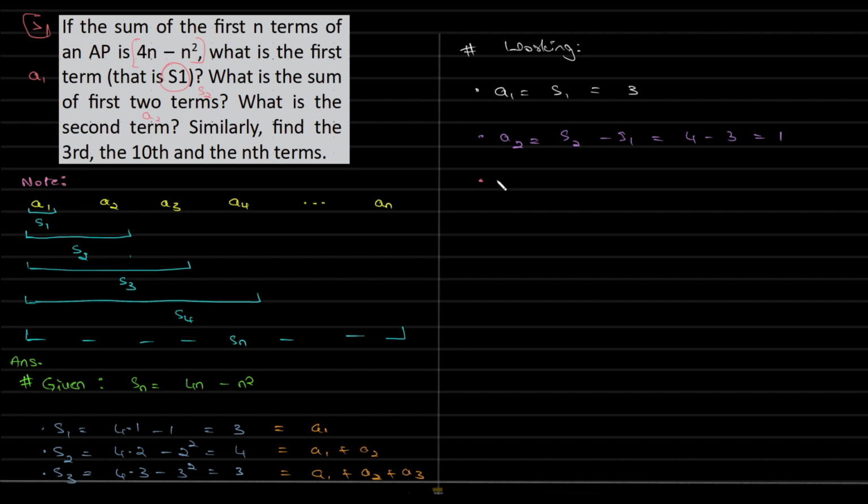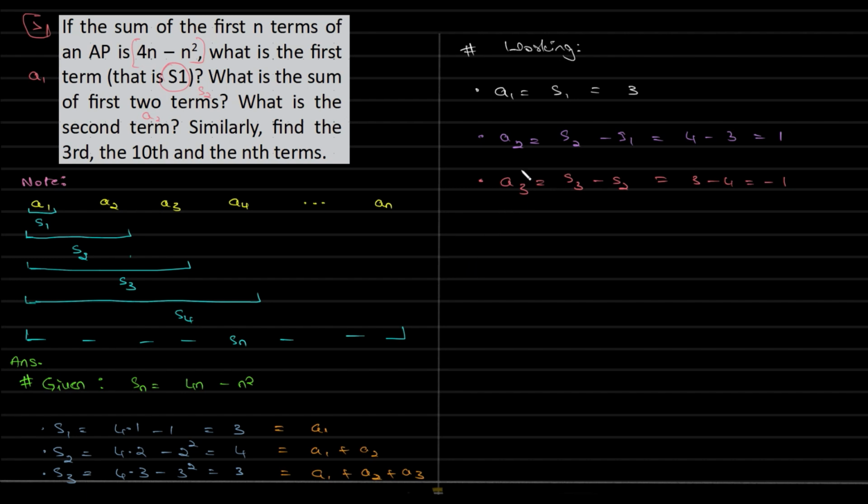Now, what is the second term? Yes, we found that. What is the third term? Again, same logic. If I subtract S2 from S3, we have A1 and A2 getting cancelled, and you're left with A3 itself. So this is equal to 3 minus 4, which is nothing but minus 1. We got A3 as well.